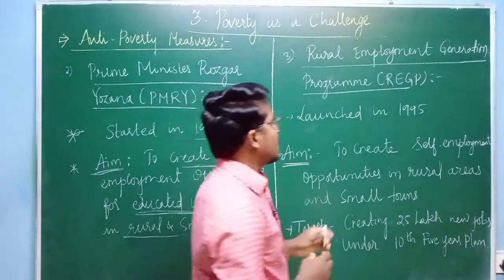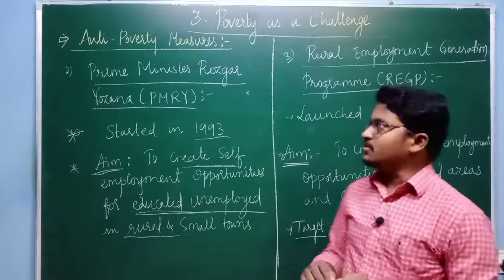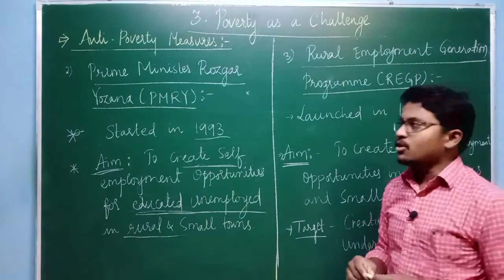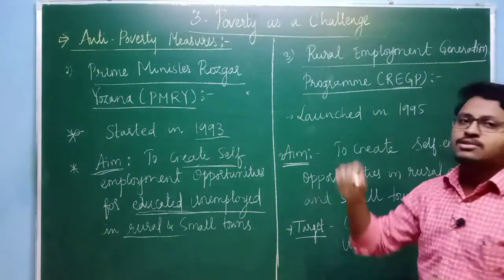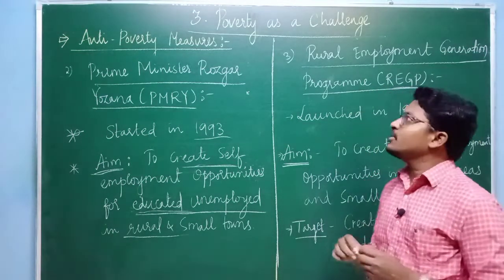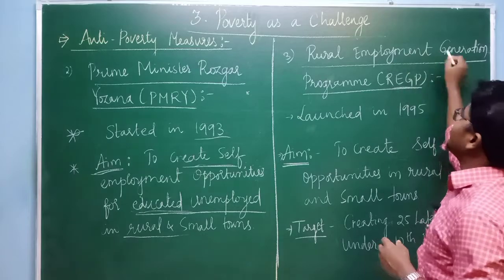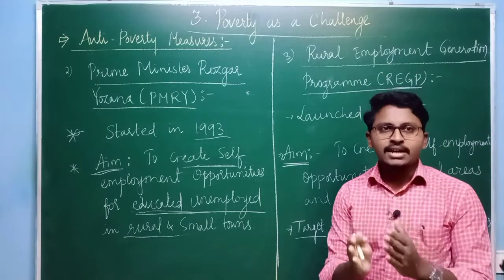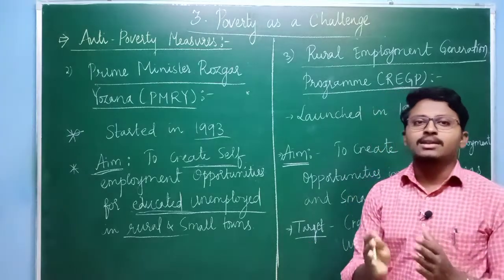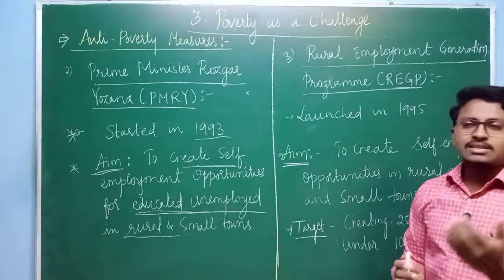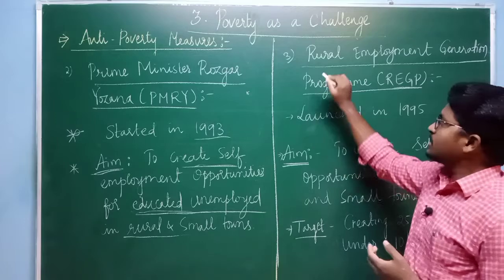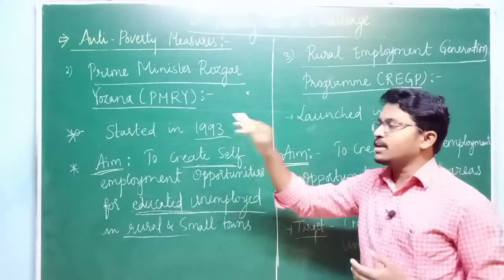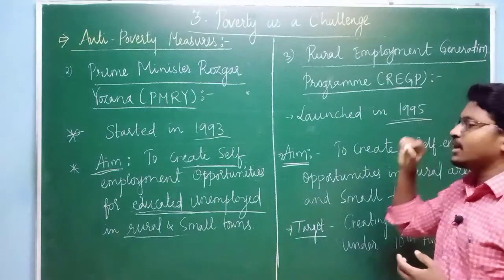Then apart from that, the next scheme is known as the Rural Employment Generation Program. In short, we also call it REGP. From the name of the scheme itself, we can see that it is the Rural Employment Generation Program. That means the scheme is aiming to generate employment opportunities mainly in rural areas. So we will see when it was launched. This scheme was launched in the year 1995. So this was launched in 1993 and this was launched in 1995.